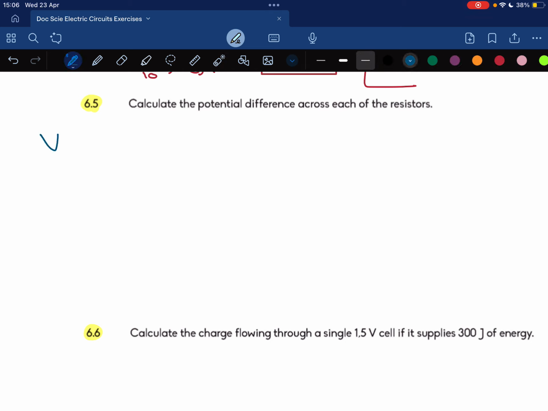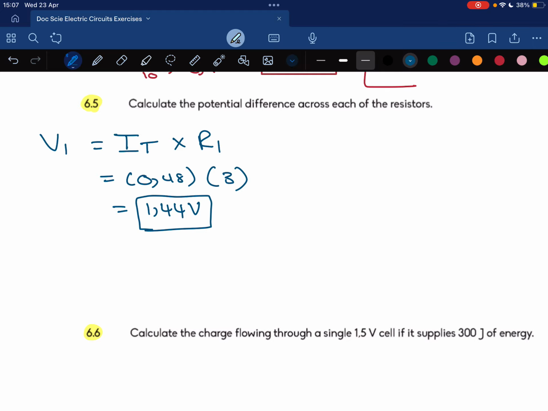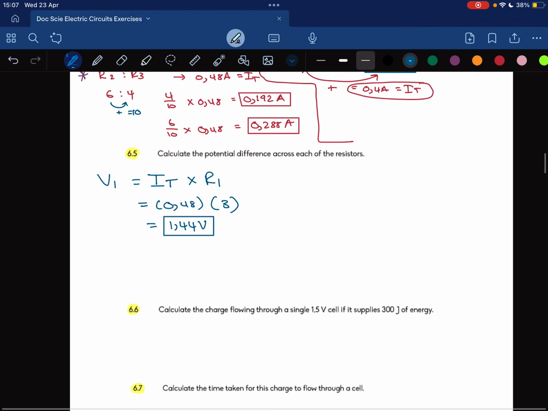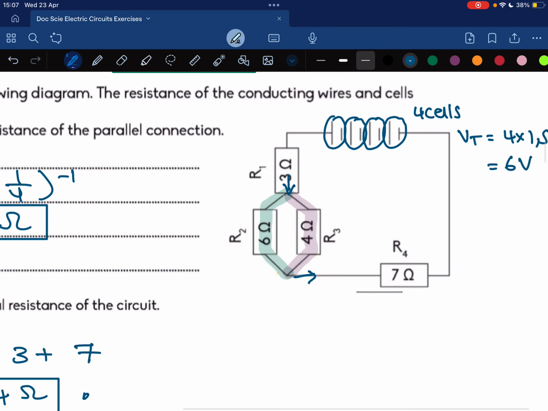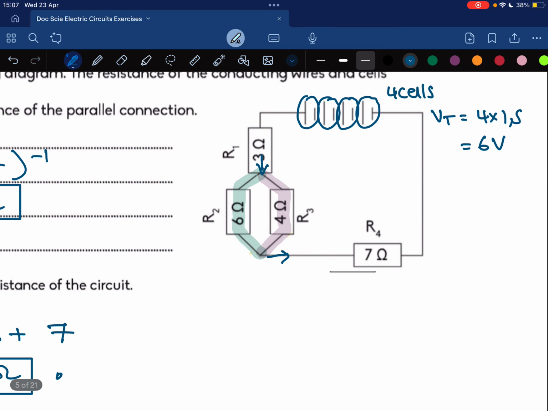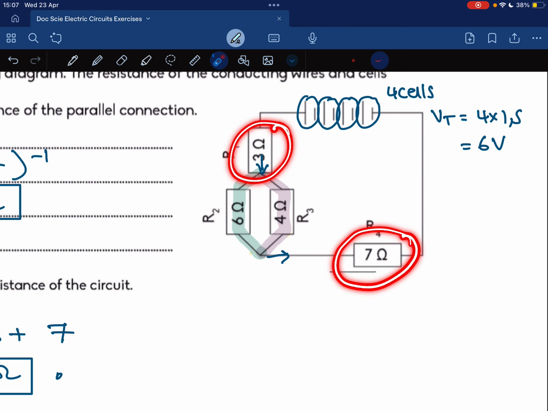So the voltage V1 will be I total multiplied by R1, which is 0.48 multiplied by the resistance of R1, which is 3. So the voltage through that one would be 1.44 volts. All you do is take the current multiplied by the resistance, and the current that goes through the 3 ohm is the same as I total. Now the current through the 3 ohm is the same as the current through the 7 ohm.